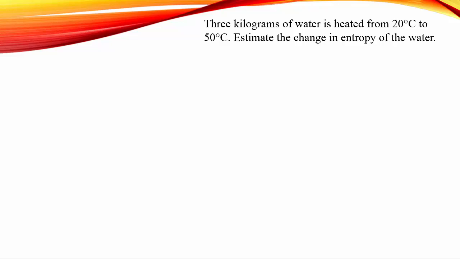So, first problem, we want to find the entropy change when we heat 3 kilograms of water from 20 degrees Celsius to 50 degrees Celsius. So our equation, S stands for entropy. I don't think I mentioned that in the other video, but hopefully you figured it out. Our equation for change in entropy is Q over T.